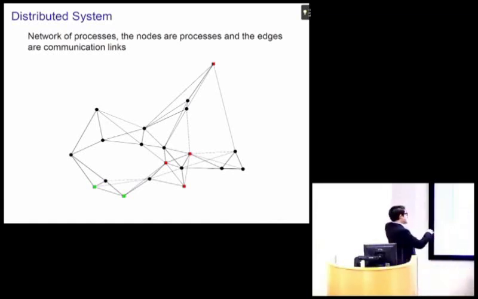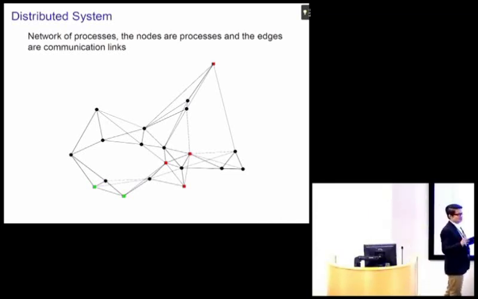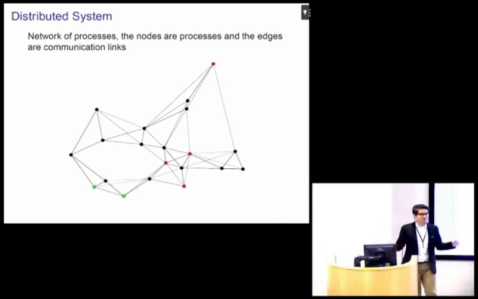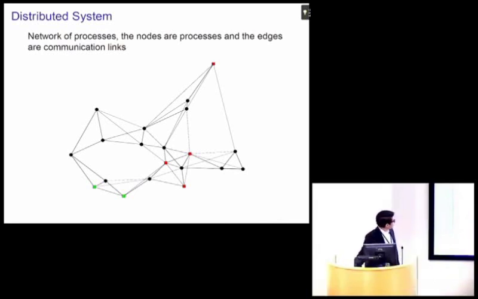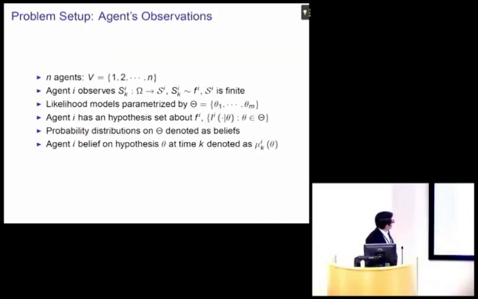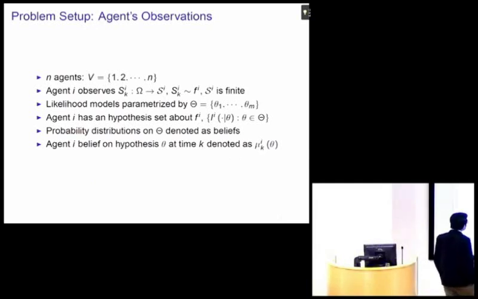So I'm going to consider a distributed system as a network of processes. It doesn't matter right now which processes we are talking about. Can be cars, can be smart meters, can be planes, can be drones, you name it. Then let's formalize a little bit what a distributed system is. We have a network of n agents. Again, cars, drones, smart meters, doesn't matter. And each agent is observing some random variable.